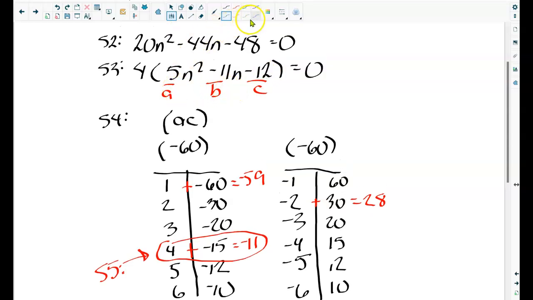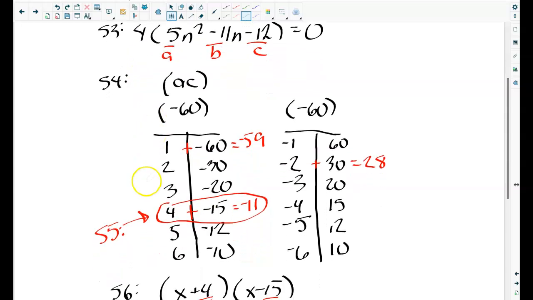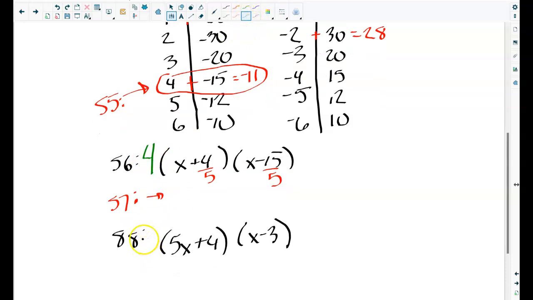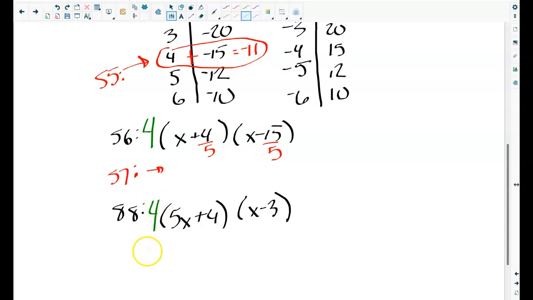Now, very importantly, let me do this in green. You see this 4 that we factor out? We can't forget that. That's going to be very easy to forget. So that 4 should be here, and it should be here as part of the final answer, equals 0. All right, guys. Appreciate your time. We'll catch you in class.